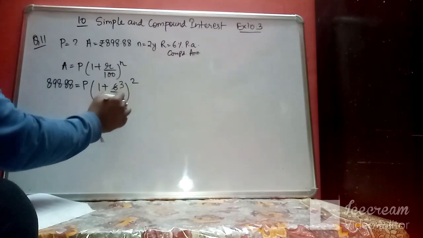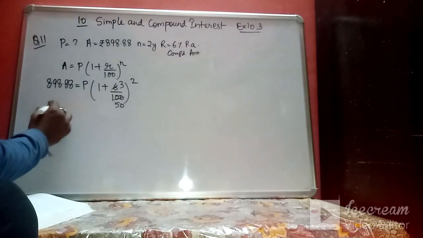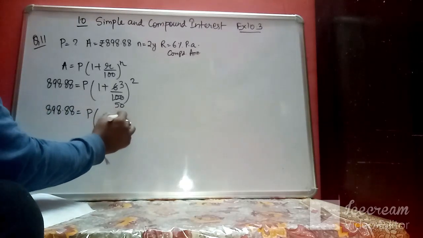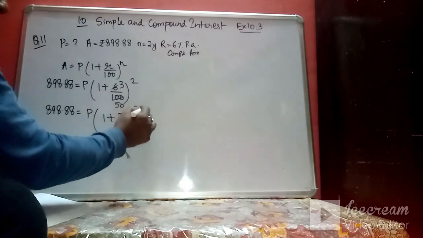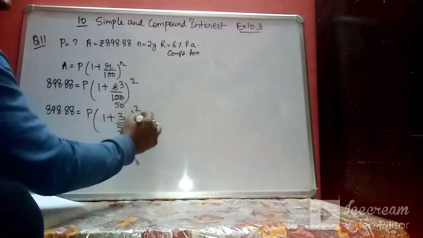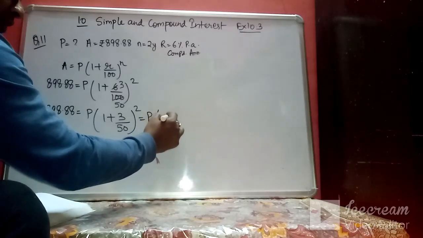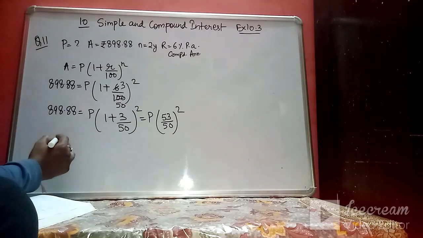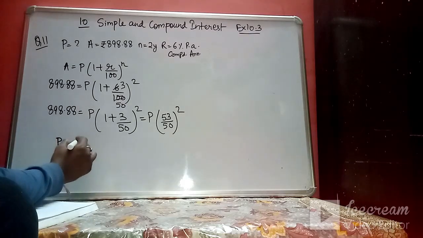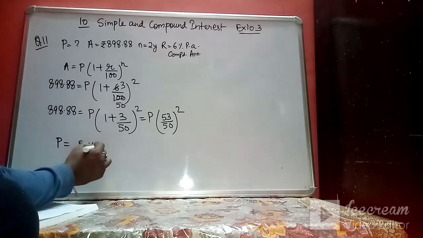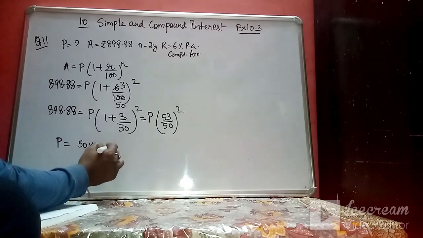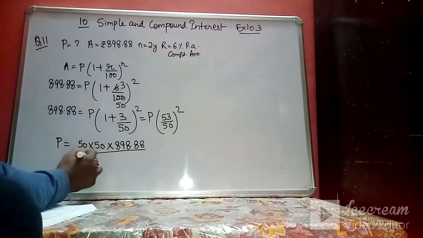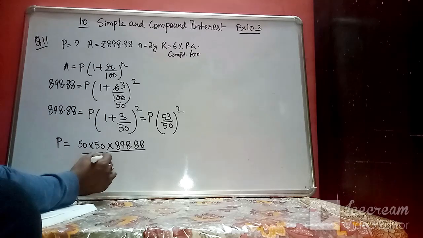So when we solve, we will get 898.88 equal to P into 1 plus 3 upon 50 whole square. That is P into 53 upon 50 whole square. Then let's do the cross multiplication. So it will be 50 into 50 into 898.88 divided by 53 into 53.